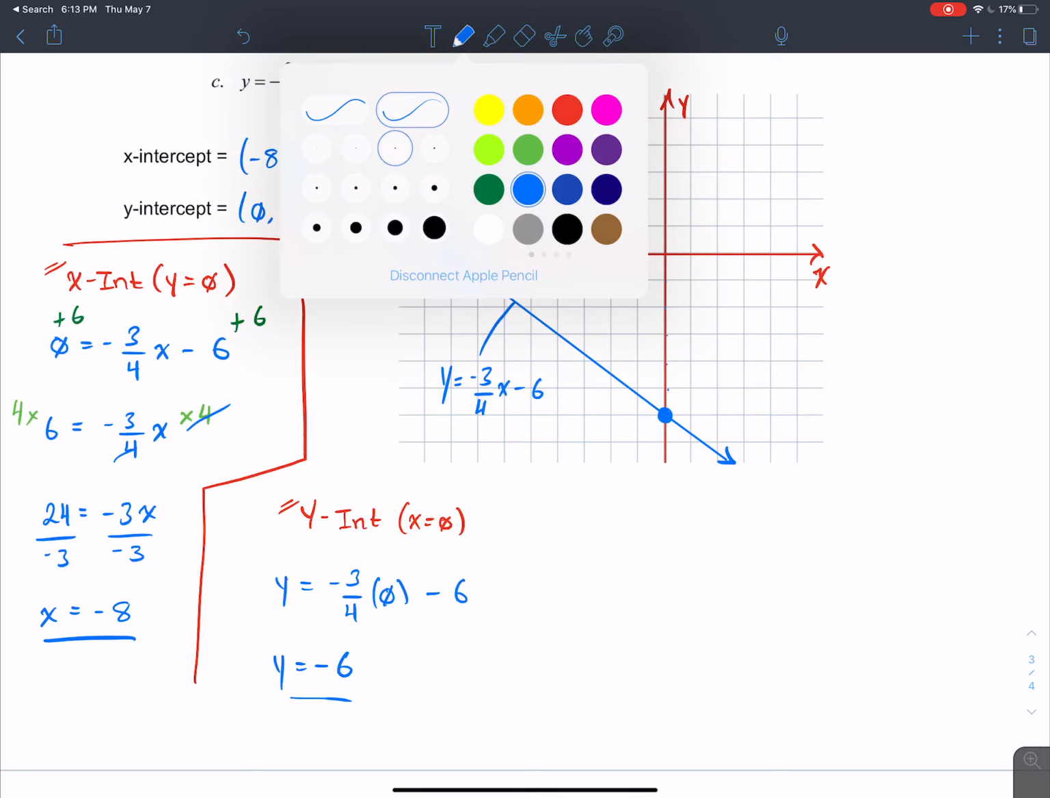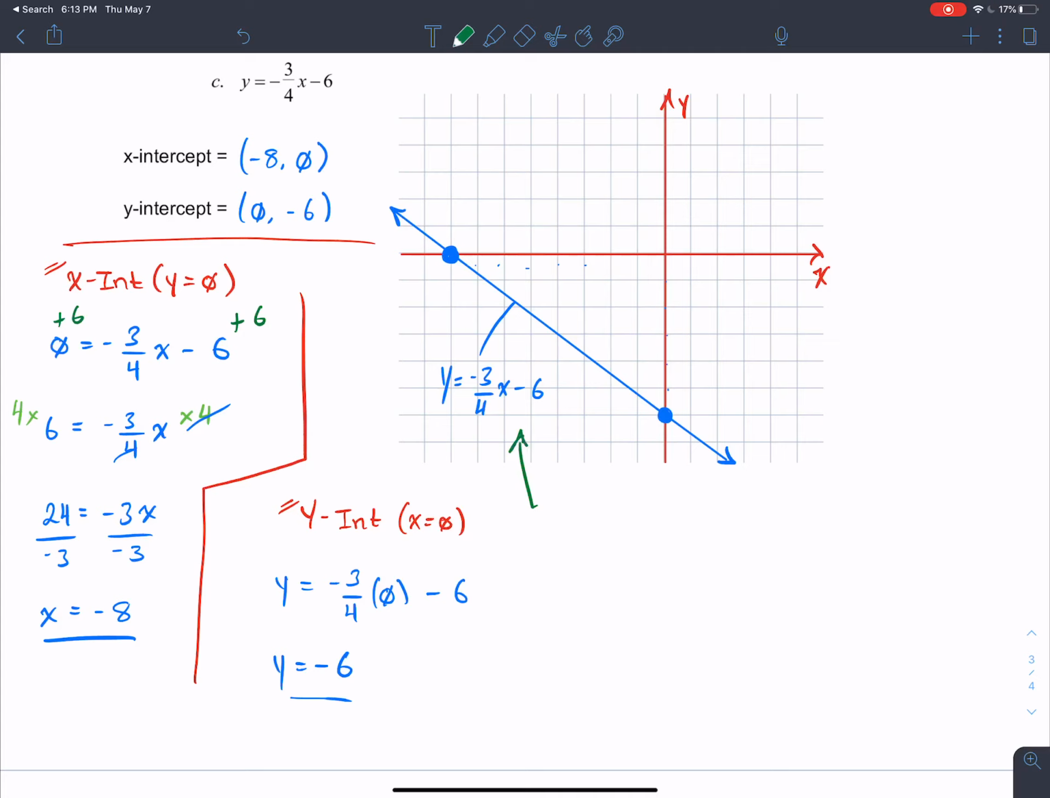And just another brief note, this is the same thing as slope intercept form. Our ideal function format.